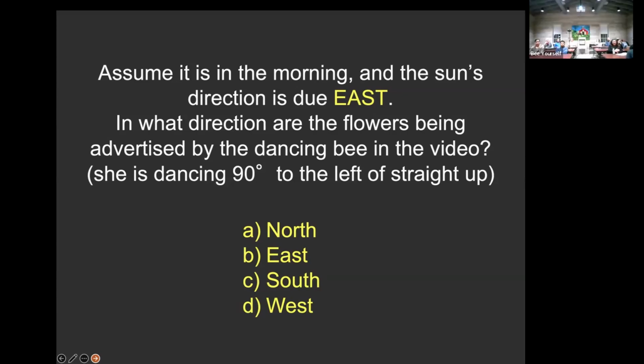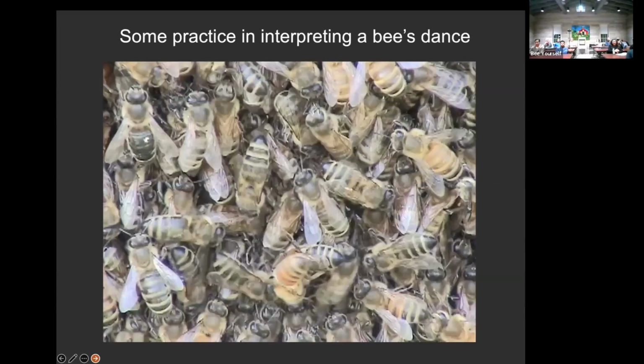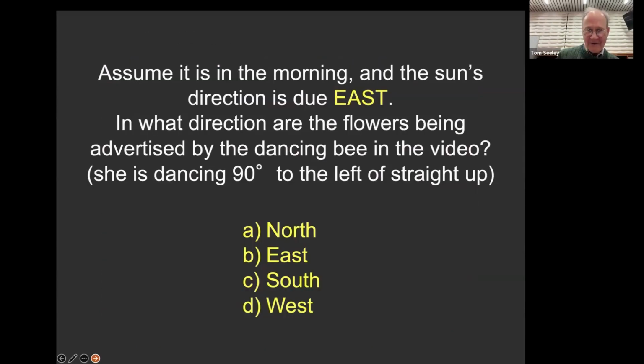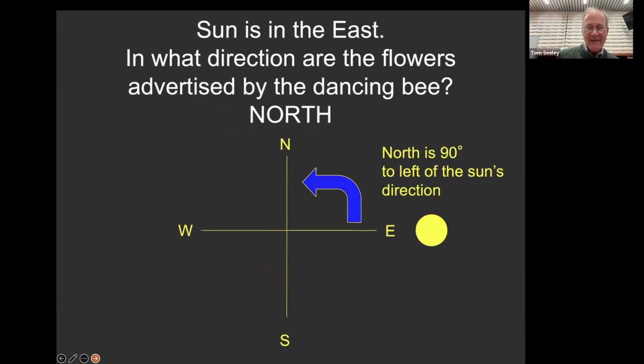I'm going to say north. You're right. It is north. Yes, the sun's in the east. Over here, she danced 90 degrees to the left of straight up, and that brings us over to the direction of north, because north is 90 degrees to the left of the sun's direction. Very good.